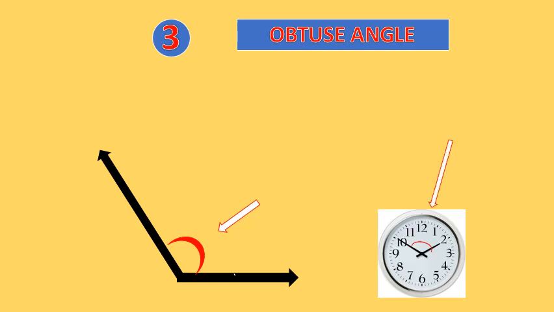Look at the watch. We increase the distance between the minute hand and our hand. The angle between the minute hand and our hand grows bigger than a right angle. An angle that is bigger than a right angle is called an obtuse angle.